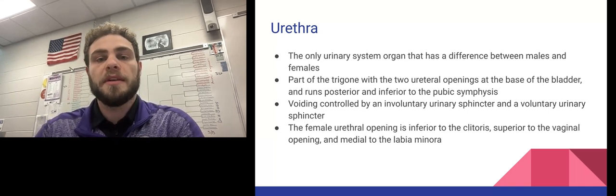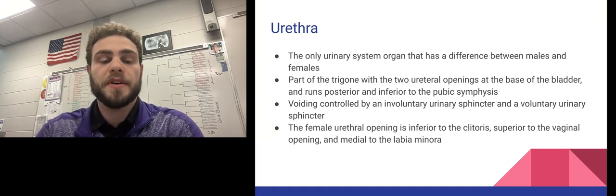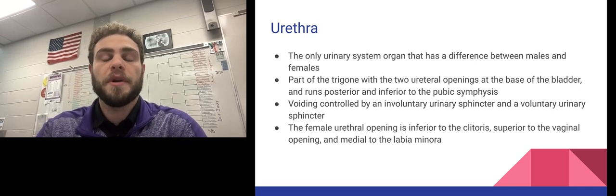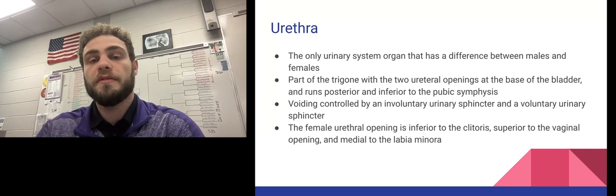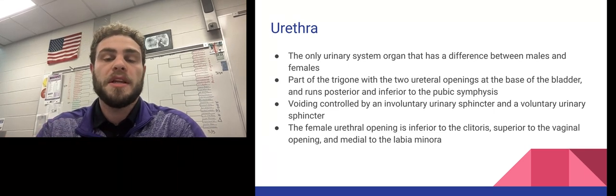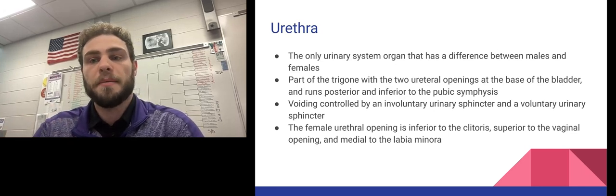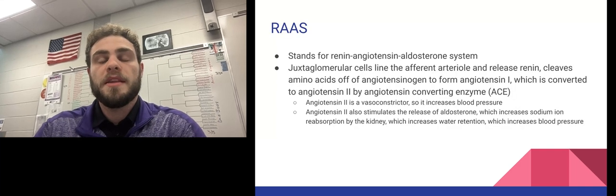Voiding or micturition is going to be controlled by an involuntary urinary sphincter, and then a voluntary urinary sphincter. And then on the female side, the urethral opening is going to be inferior to the clitoris, as well as superior to the vaginal opening, and then medial to the labia minora. That's one thing that doesn't get mentioned in the high school videos that cover the urethra.